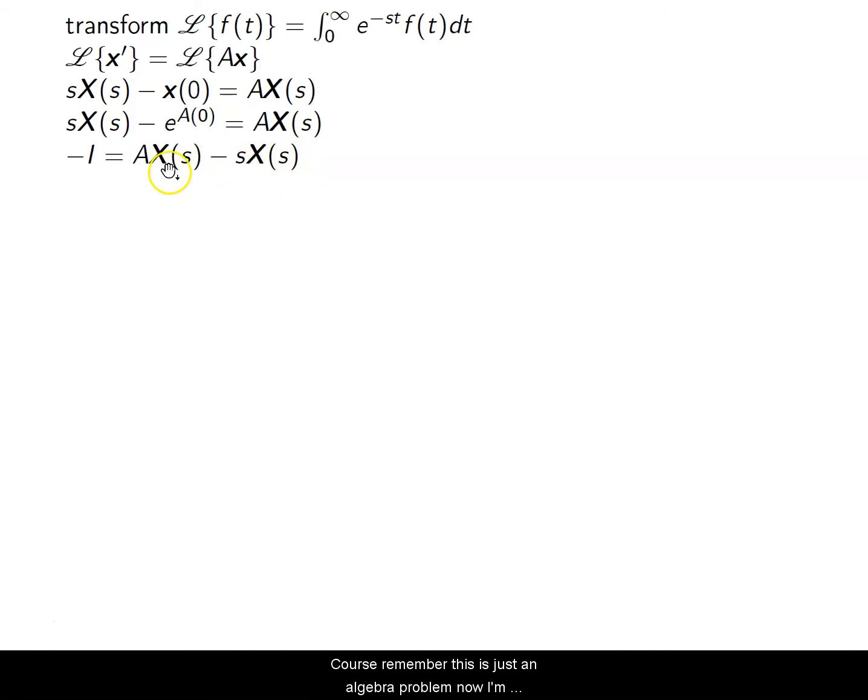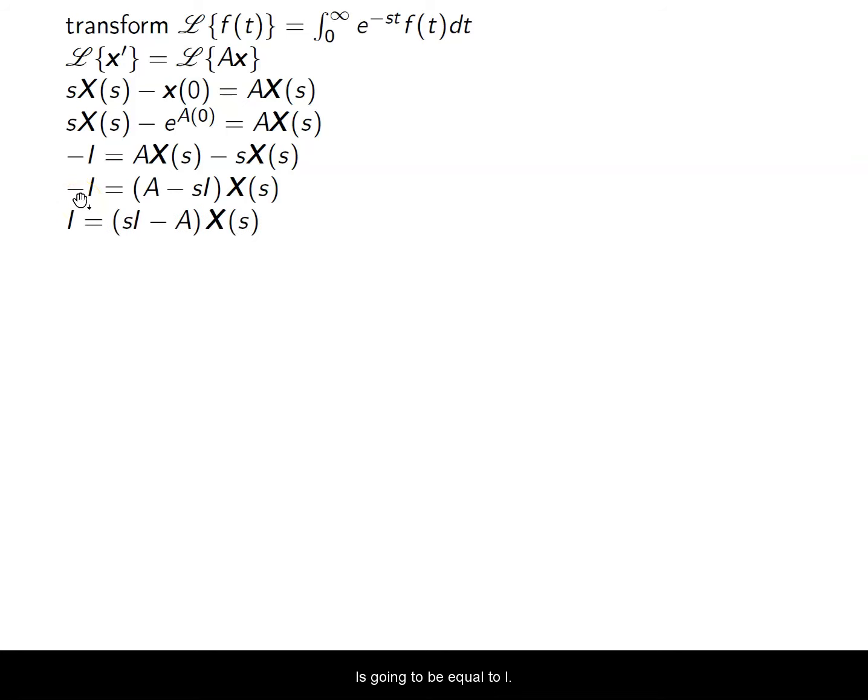Of course, remember, this is just an algebra problem now. I'm trying to solve for X of s, so I can do the inverse Laplace and come back into the world of f. So I can pull that out as a common factor. And I have s times the identity minus A, because again, these are all going to be matrices. A is a matrix, is going to be equal to I, right? So I can change the sign here. And then if you notice, this is very similar to what we were doing before with determinants, right?